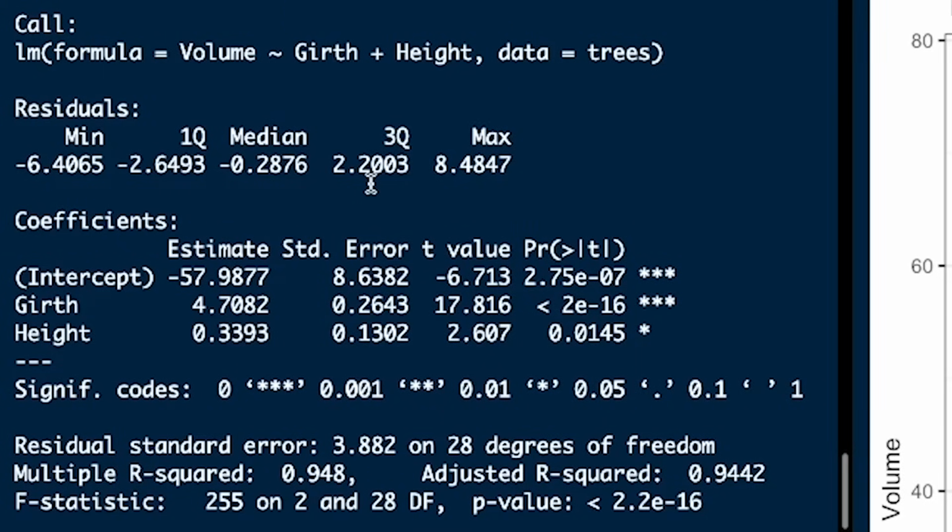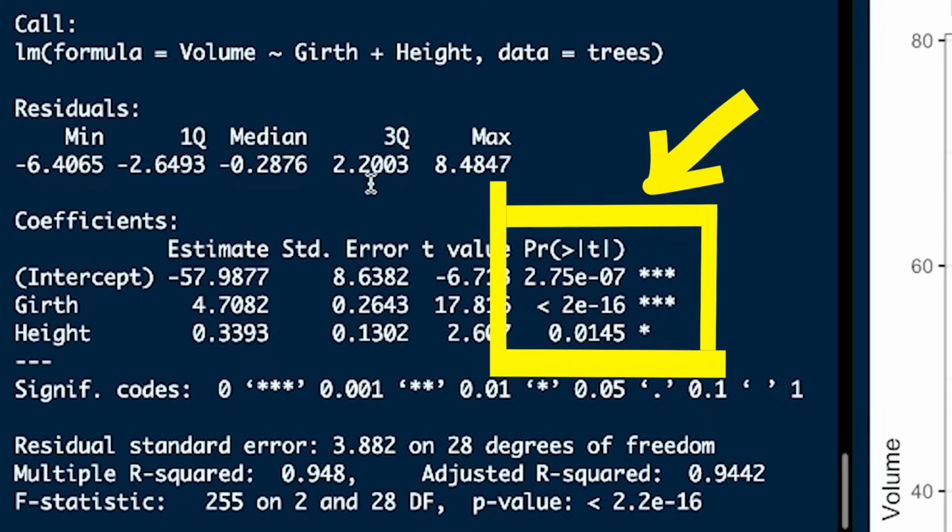Happy days. The residuals, we're coming back to talk about residuals in a minute. The intercept, the y-intercept, again, meaningless, because what is the volume of a tree with zero girth? Doesn't make sense. We're going to forget about that for now, but there are models where that's important. Right, here are our two coefficients for girth and height. Firstly, let's check that they're both statistically significant. They are. Double thumbs up.